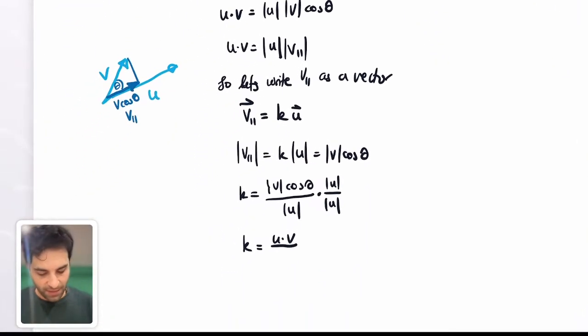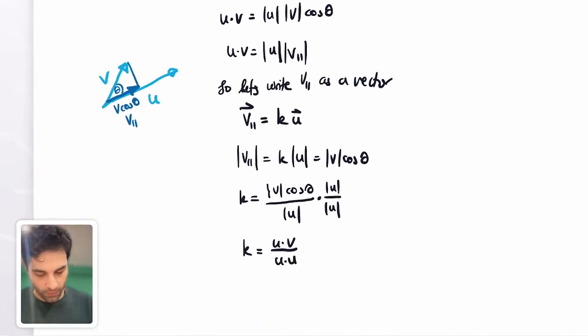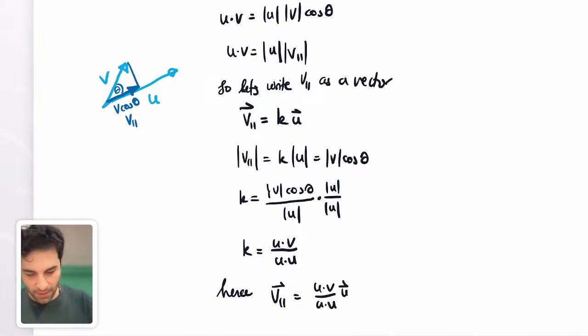So then if that's the case, the length of U squared is U dot U. So hence, V parallel is equal to U dot V on U dot U times U. Okay? That's how you would write that one out. Okay, and I'll just show you that on Desmos. And I think that pretty much concludes us.